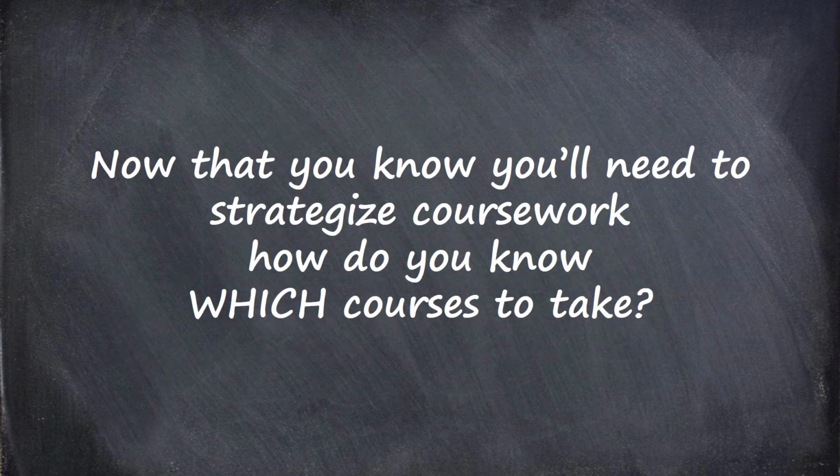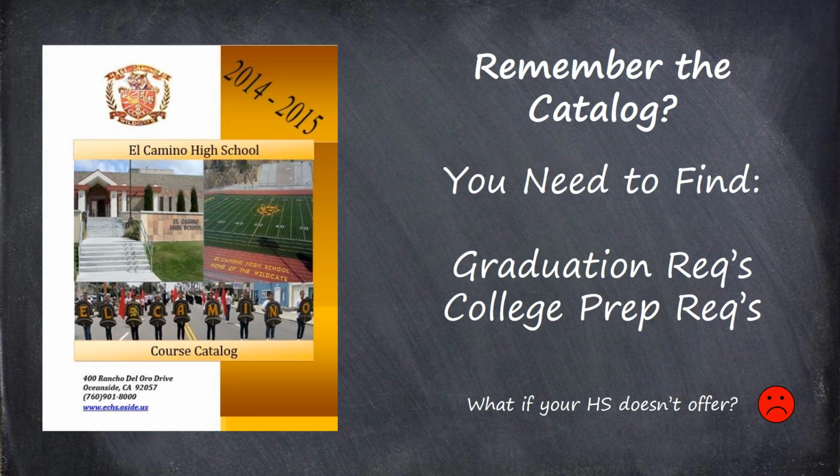So now that you know that you're going to need to strategize your coursework, how do you know which courses to actually take? Now, remember that catalog we've been talking about. I'm going to need you to get that catalog and quickly go through it to identify the graduation requirements and the college prep requirements listed for your state and for your high school. Different states have different requirements to make their students college ready. So I'd like you to quickly look to see what your high school and your state requires.